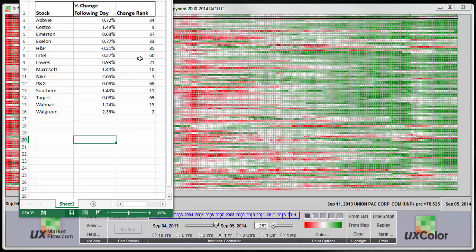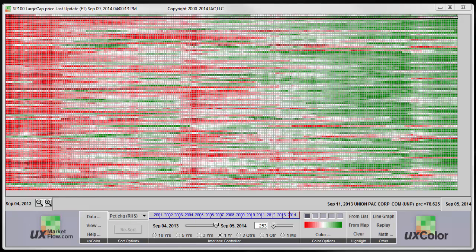The rank is a little bit more interesting to me here because I'm trying to neutralize for whether it was an up or a down market. And Walgreens, one of those unusual issues, was one of the top movers. Nike was number one, and Walgreens was number 2. So there seems to be something to the fact that intraday data is somewhat predictive for the following day's value.